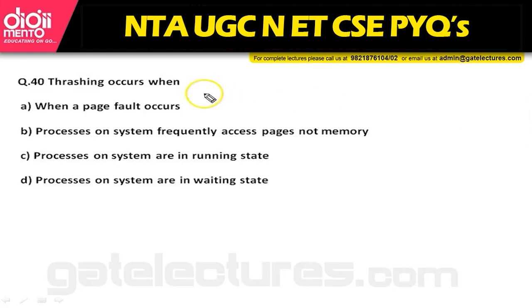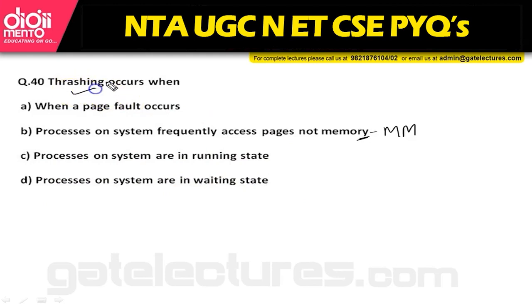So we have our next question, which says thrashing occurs when a page fault occurs, or when processes on the system frequently access pages not in memory. When they talk about memory, it means the main memory, not the secondary memory. The process needs to be in the main memory when it wants to execute. The next option says processes on the system are in running state, or when processes are in waiting state.